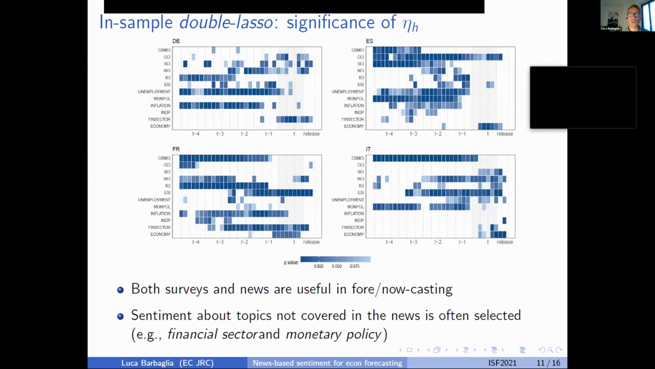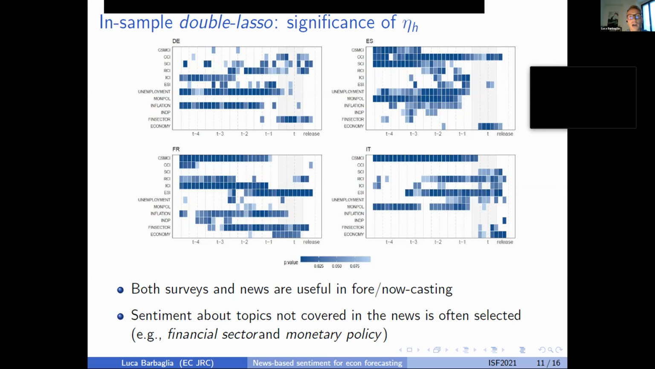For instance, if you consider Germany, the unemployment sentiment measure is very useful in forecasting, while the financial sector indicator is very useful in nowcasting the German GDP. And that is also the same for France. If you look, for instance, at Spain and Italy, you will see that the monetary policy indicator is a relevant variable when forecasting GDP in those two countries. So as I said before, sentiment about topics that are not covered by the surveys actually becomes quite important when trying to forecast and nowcast GDP.